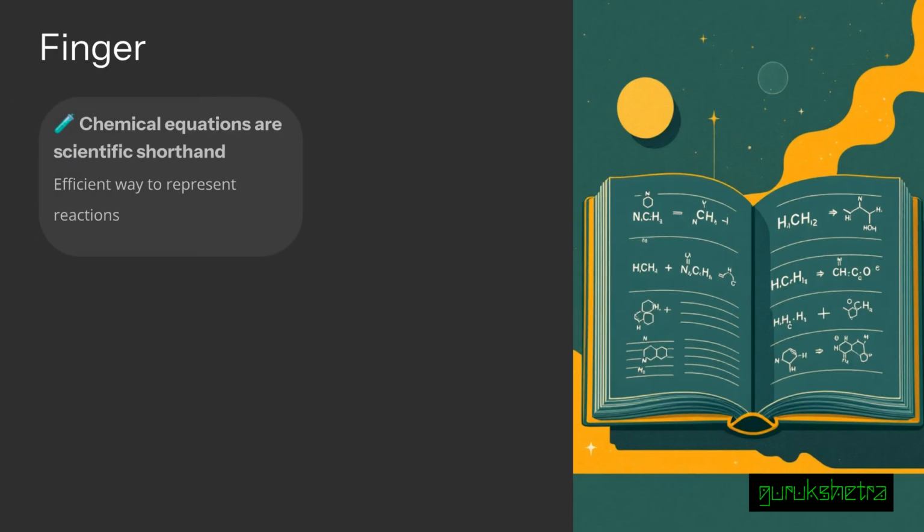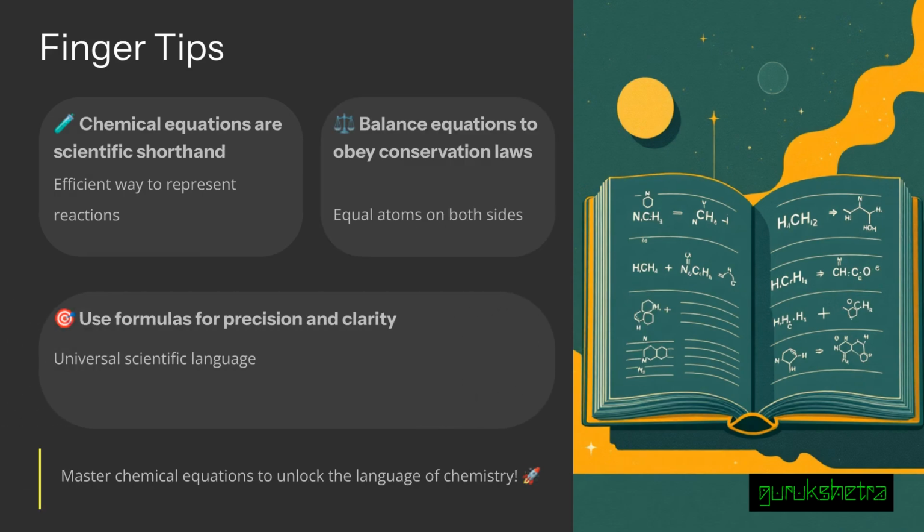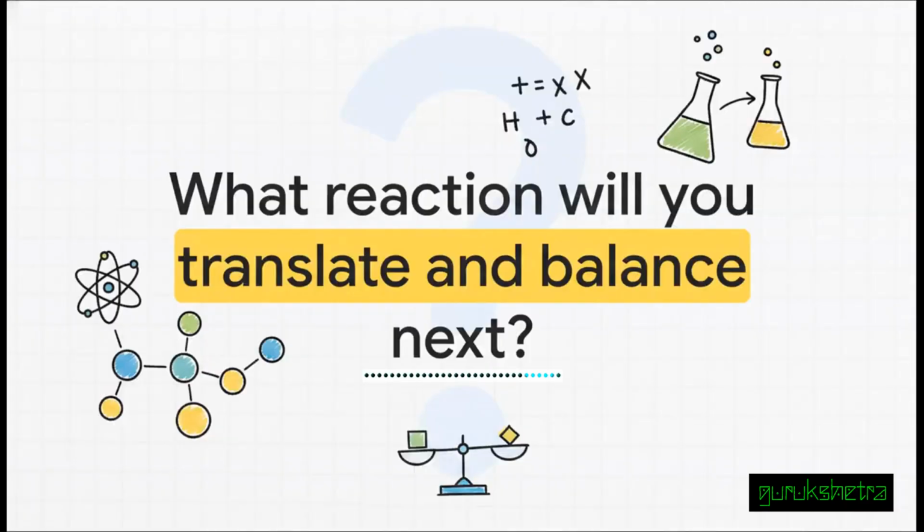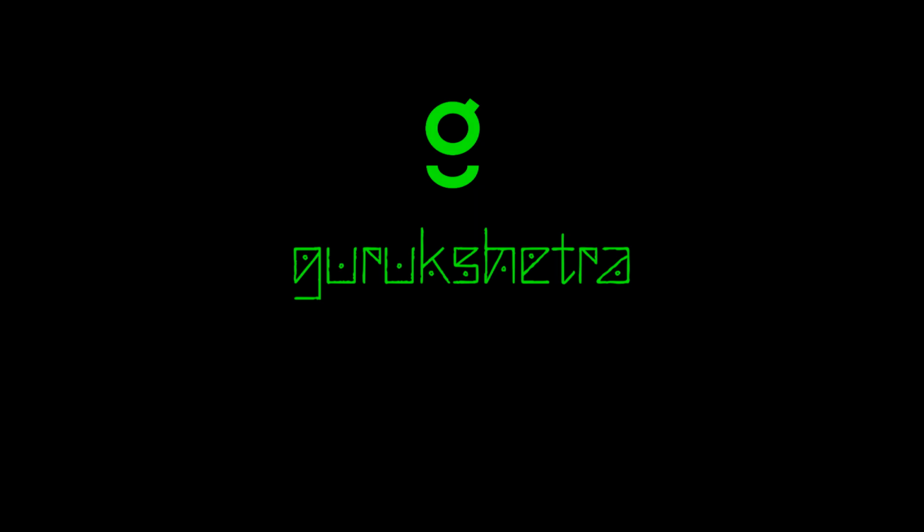To wrap things up today, keep these key rules right at your fingertips. Think of chemical equations as your most efficient scientific shorthand. Always use formulas for precision, and remember you literally must balance your equations to obey the fundamental laws of physics. Mastering this doesn't just get you through Chapter 1, it unlocks the entire global language of science. So now you've got the tools to translate the totally chaotic physical world into beautiful, balanced mathematical truths. Whether it's the rusting of your bicycle, the digestion of the lunch you just ate, or a space shuttle launching into orbit, it all comes down to balanced atoms.